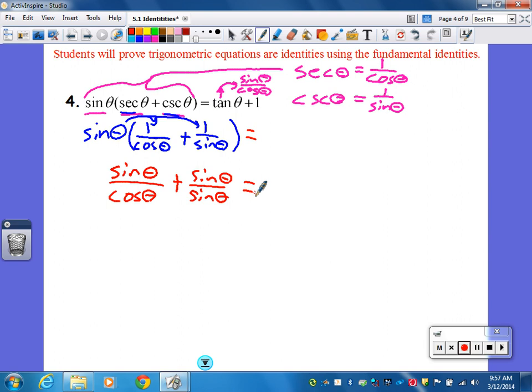Well, we know that this term right here, sine theta over cosine theta, is tangent. Okay, so we're going to put tangent theta. That's done. Now we know that sine theta divided by sine theta is 1, which is equal to our original term. Okay.